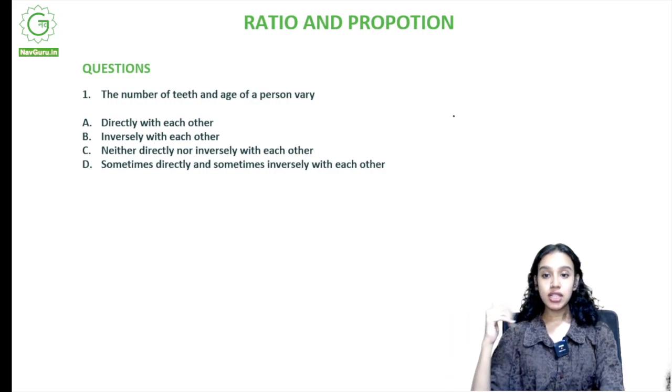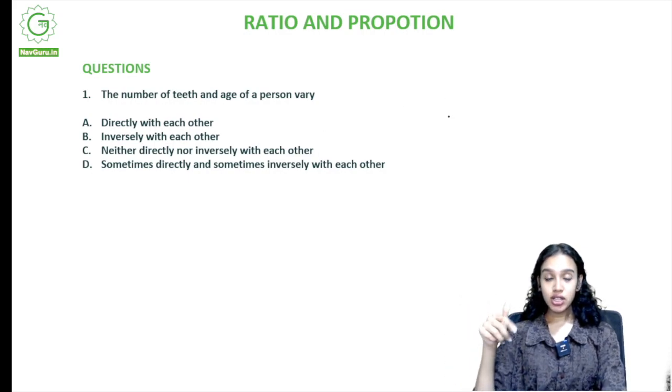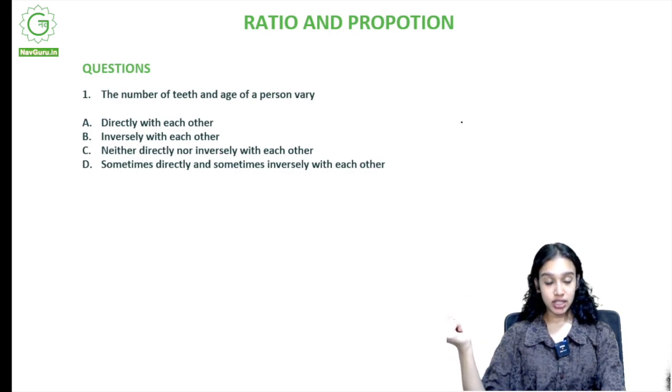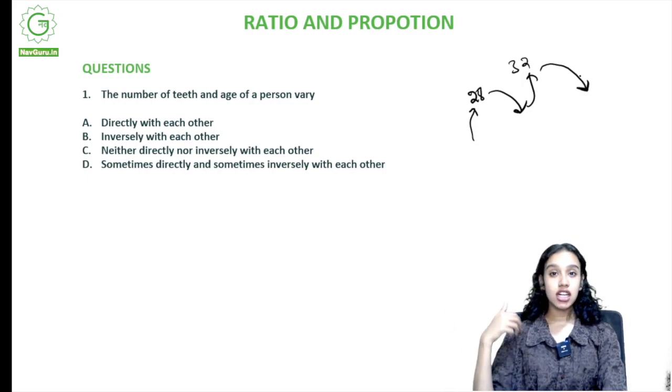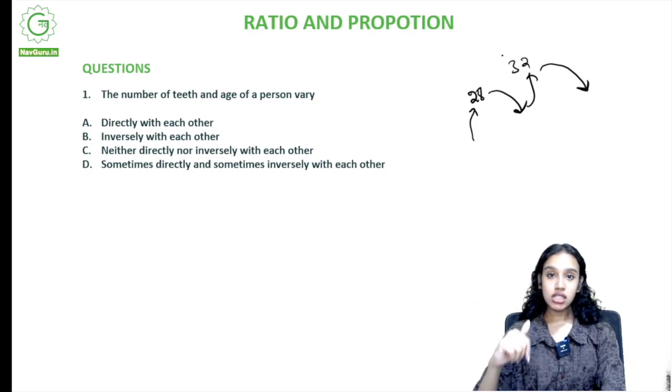So, we know how the number of teeth of a human being varies. When we are born, we don't have any teeth. Then we acquire some teeth, which is 28. Then we lose them, and again we get 32. And again, when we get a lot of age, we lose them again.